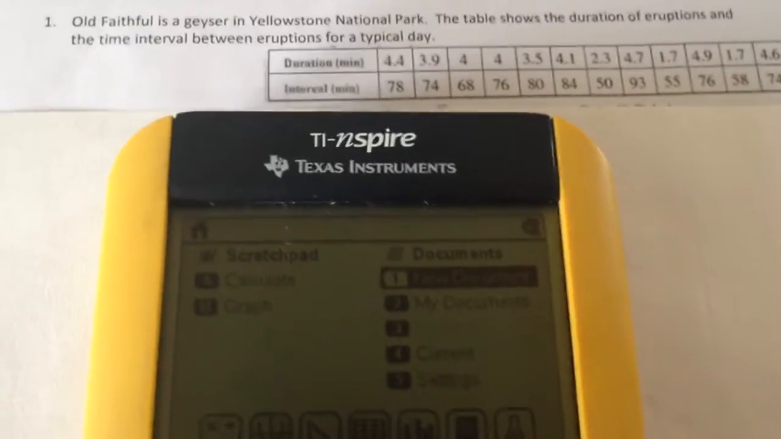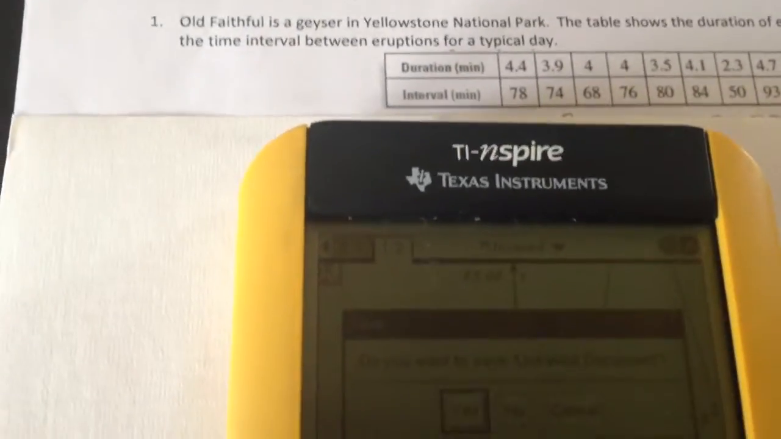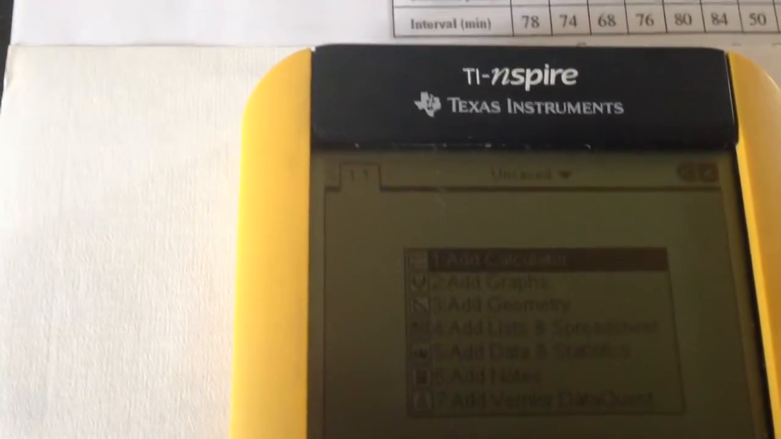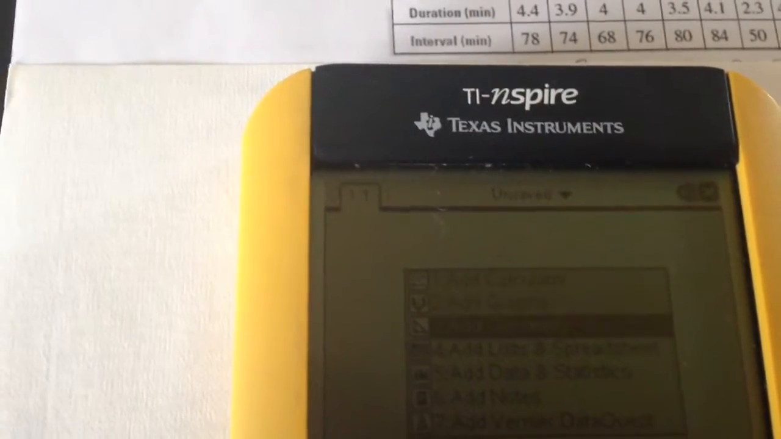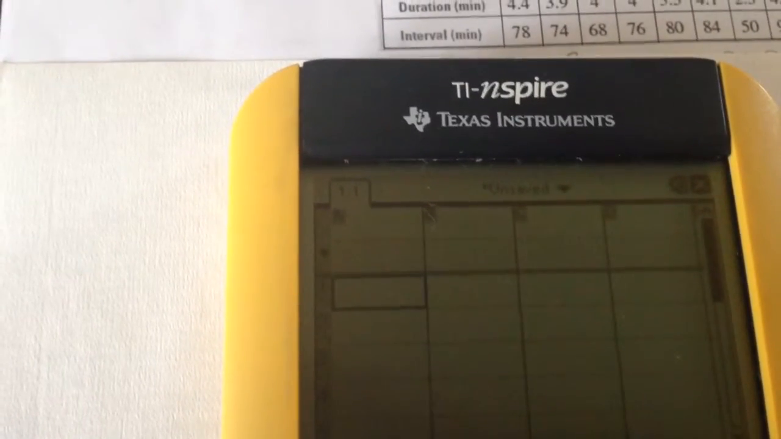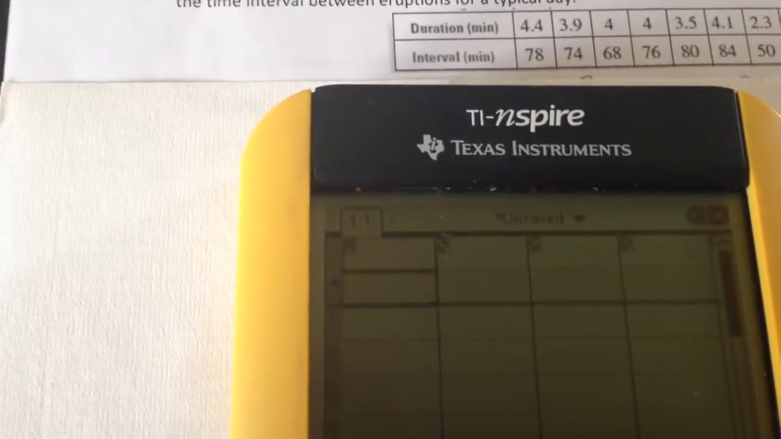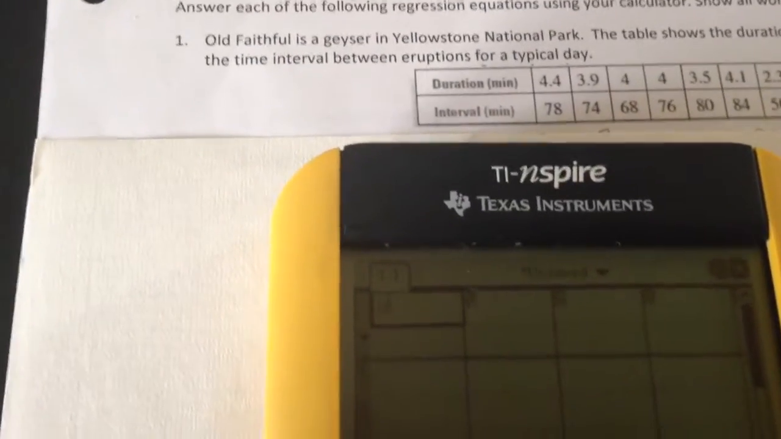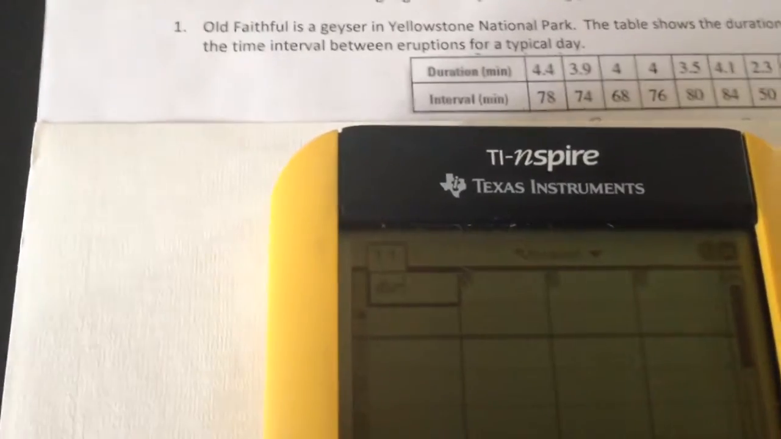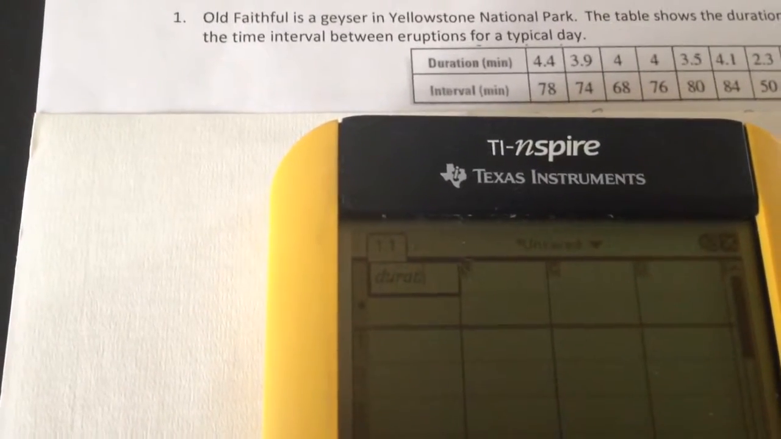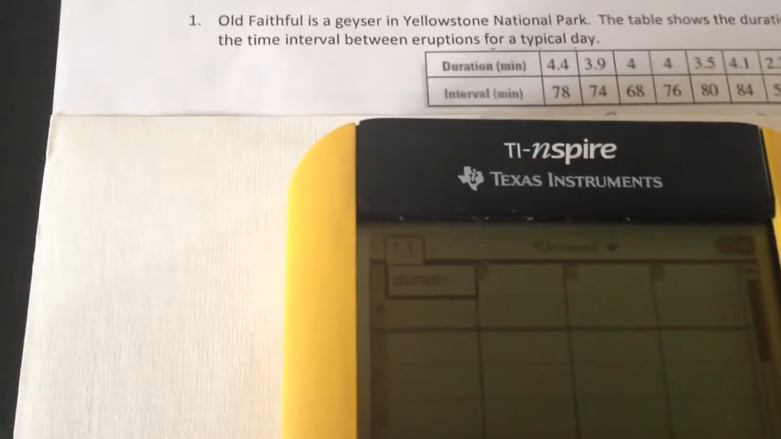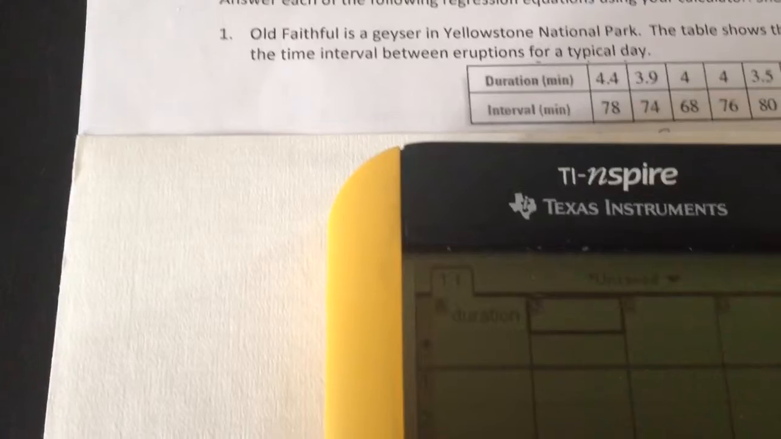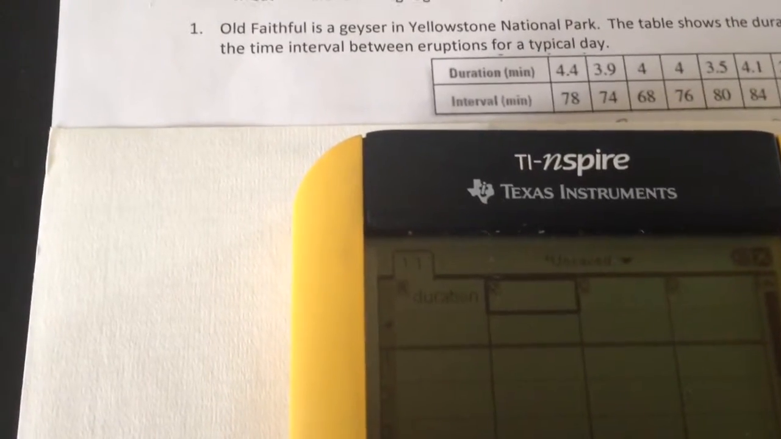So we start with a new document, and we do not want to save the changes, and we want to add lists and spreadsheets. And now we're going to type our data, our x values, or our duration. Leave the diamond blank, and our y values are our interval.